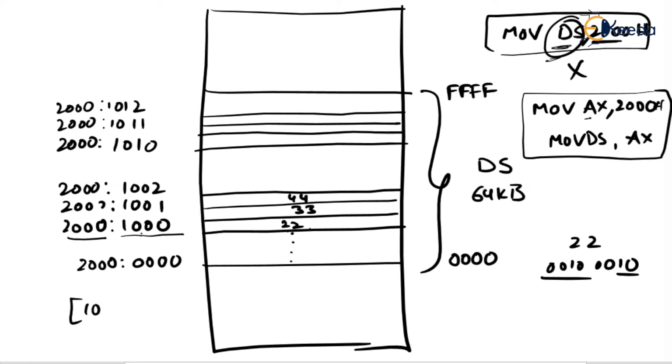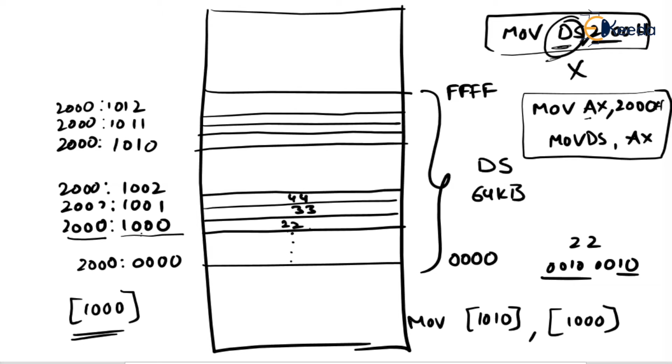So let us write it like this: the content of 1000 is 22, the content of 1001 is 33, the content of 1002 is 44. Now we have to move it to here. So shall we write like this? Content of 1000 is moved to 1010. Is it right? You please tell me.